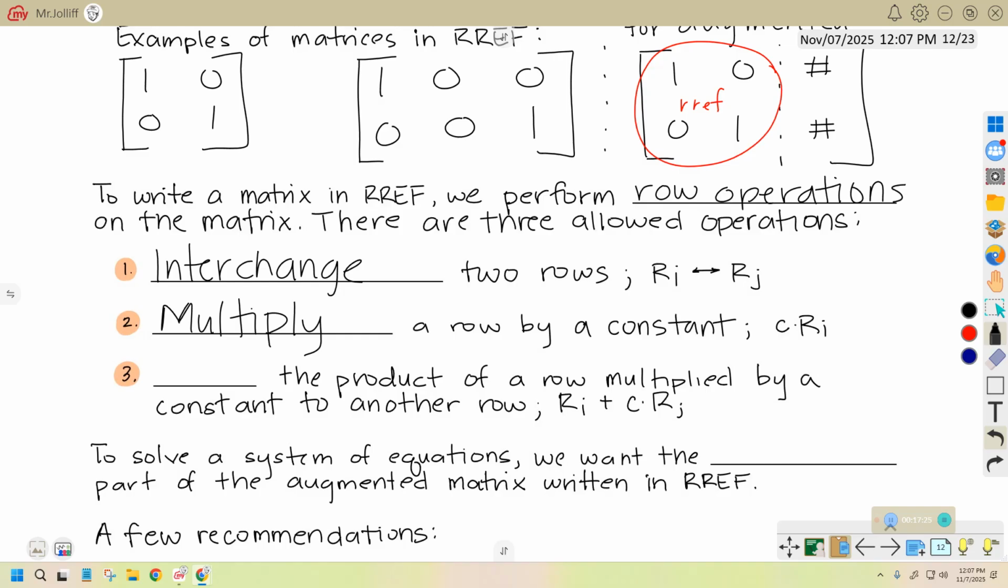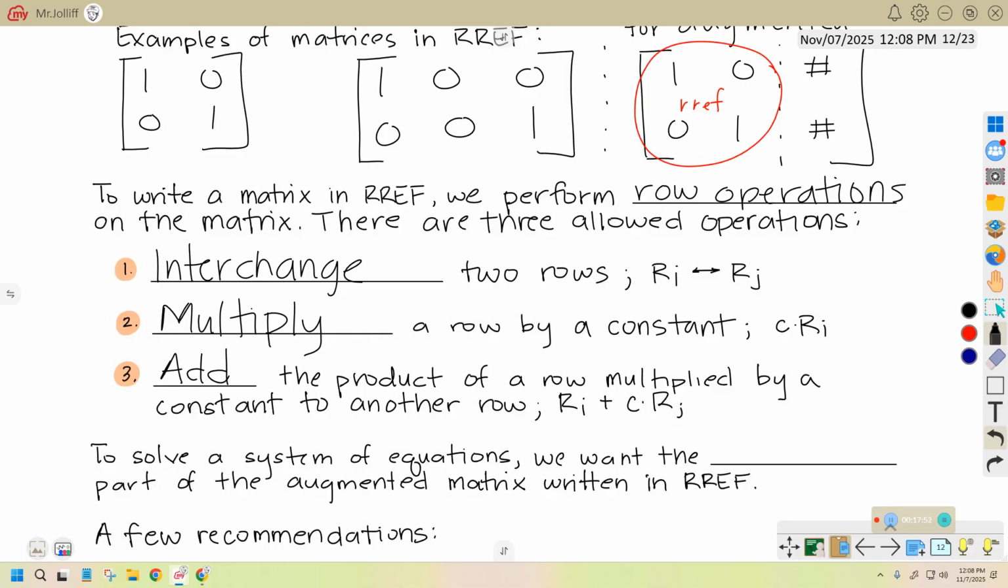The last is I am allowed to do a linear combination of two rows, meaning I can add the multiple of one row to another row. We do this when we do solving by elimination. I multiply a row by a constant or an equation by a constant. I add it to the other row. That's all we're doing.